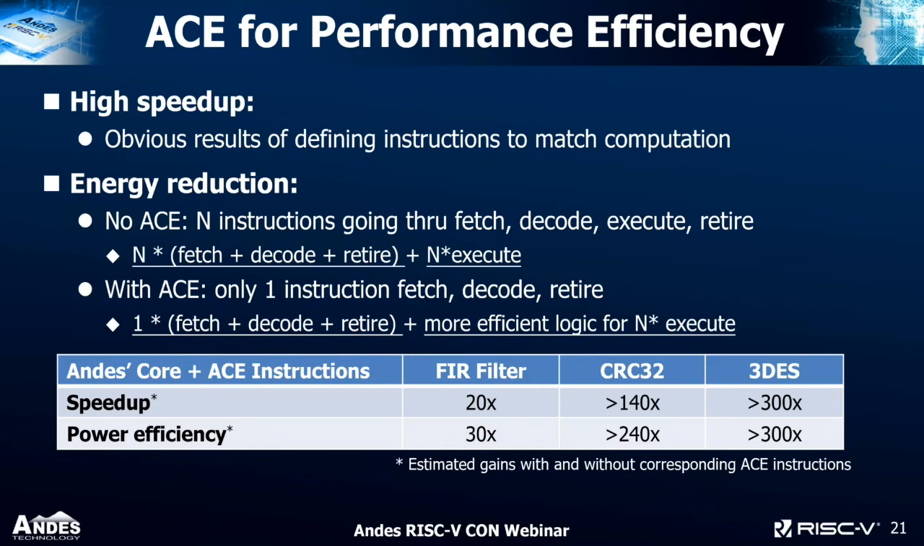Basically, we gain bandwidth. If we speed up 100 times, we're fetching probably 100 times less, executing 100 times less. So we save power, bandwidth, and efficiency as well.